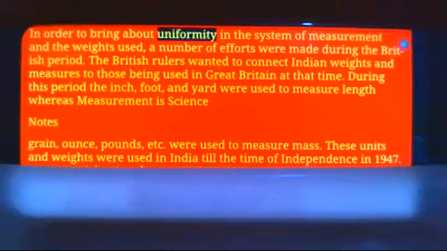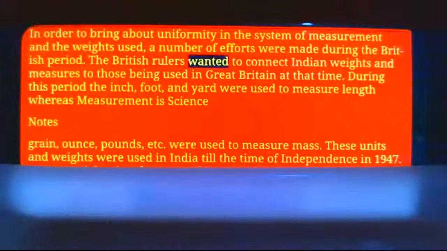Indian measurement system during the British period. In order to bring about uniformity in the system of measurement and the weights used, a number of efforts were made during the British period. British rulers wanted to connect Indian weights and measures to those being used in Great Britain at that time. During this period, the inch, foot, and yard were used to measure length, whereas grain, ounce, pounds, etc. were used to measure mass.